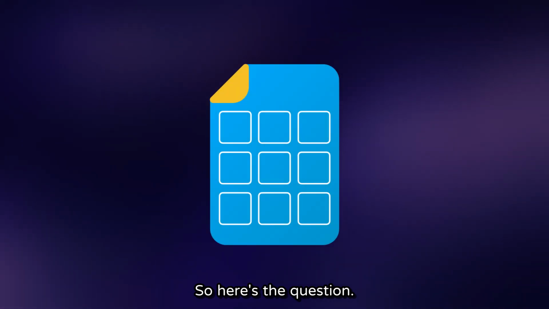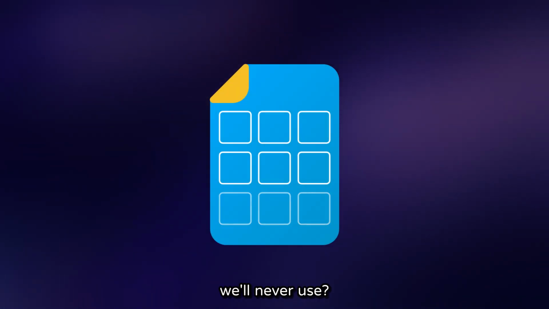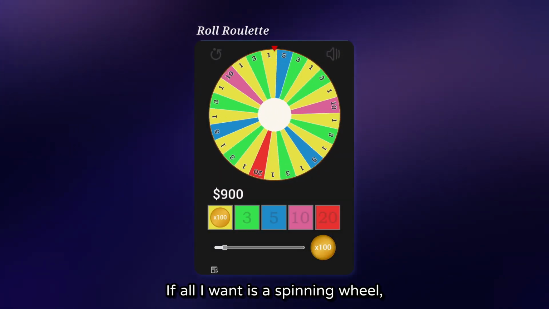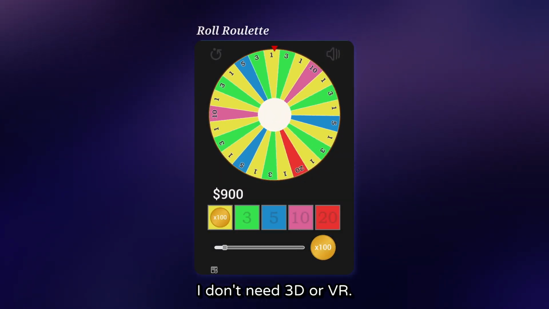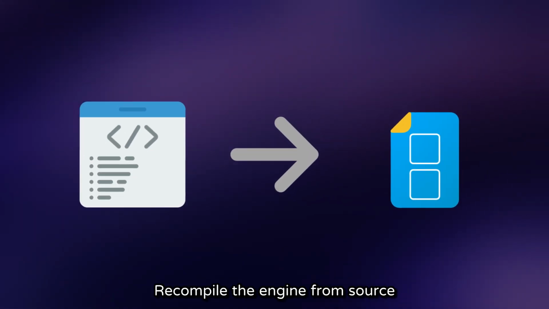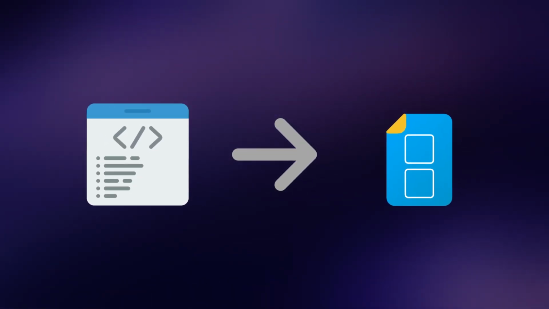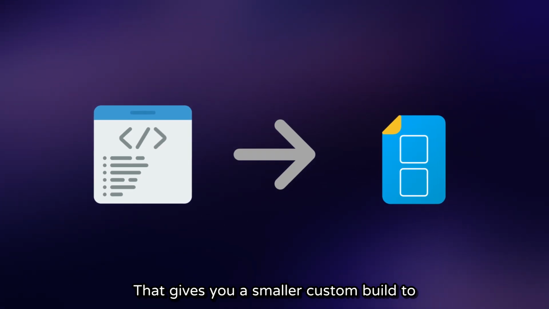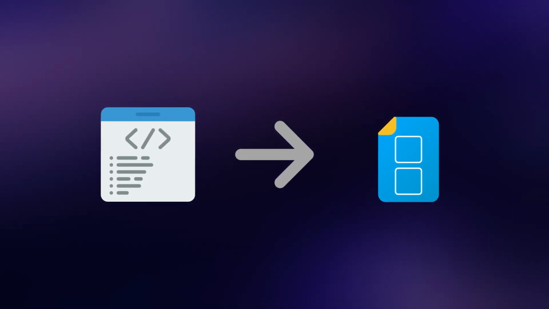So here's the question: what if we strip out the modules we'll never use? If all I want is a spinning wheel, I don't need 3D or VR. The idea is simple. Recompile the engine from source, with only the essentials. That gives you a smaller, custom build to replace the default one. It's not a simple process.